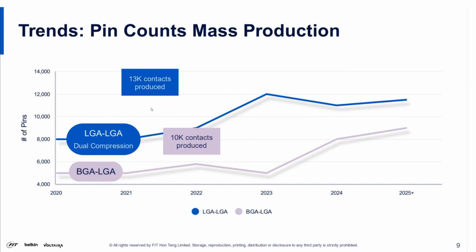If we look at your traditional LGA to BGA sockets for like Intel and AMD, that trend has been slowly growing. As of today, we're in about the 6,000 to 7,000 pin, but I'm seeing a trend to go above 7,000 pins to 8,000 or even higher. But again, it comes with its own set of challenges because of SMT temperatures affecting plastic warpage.